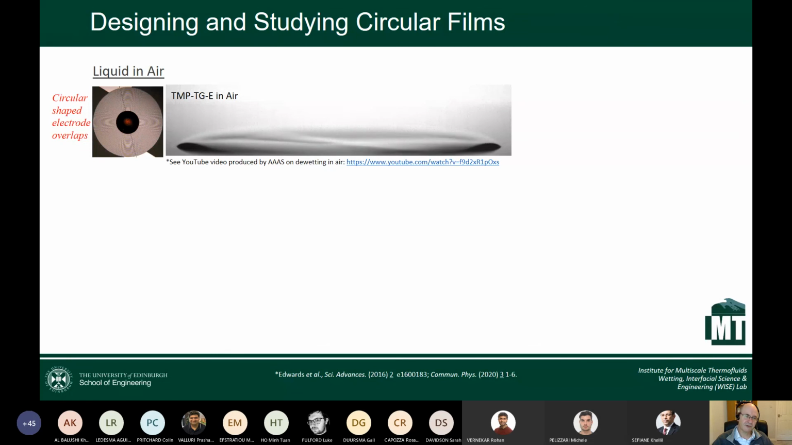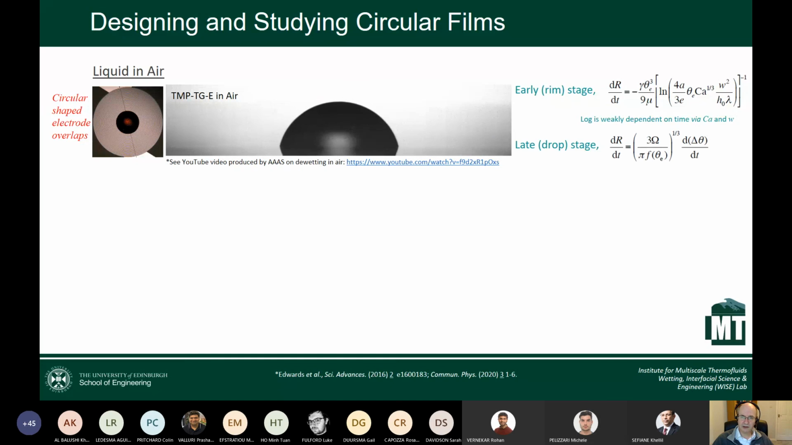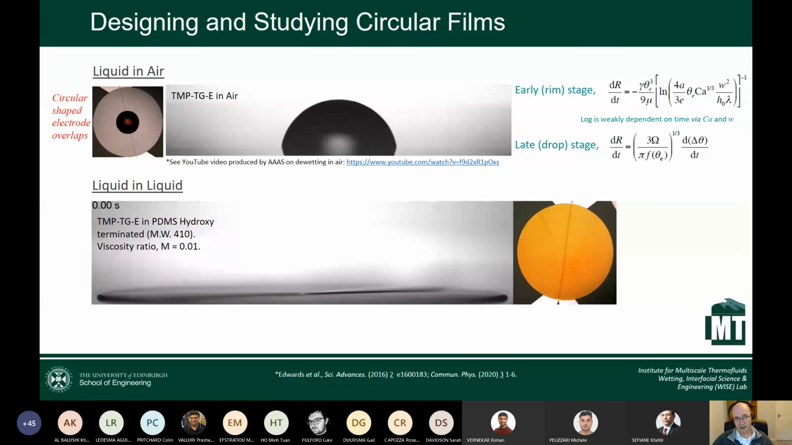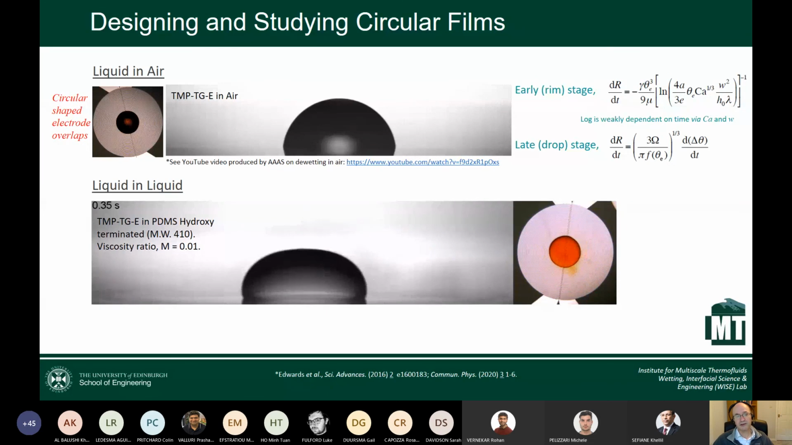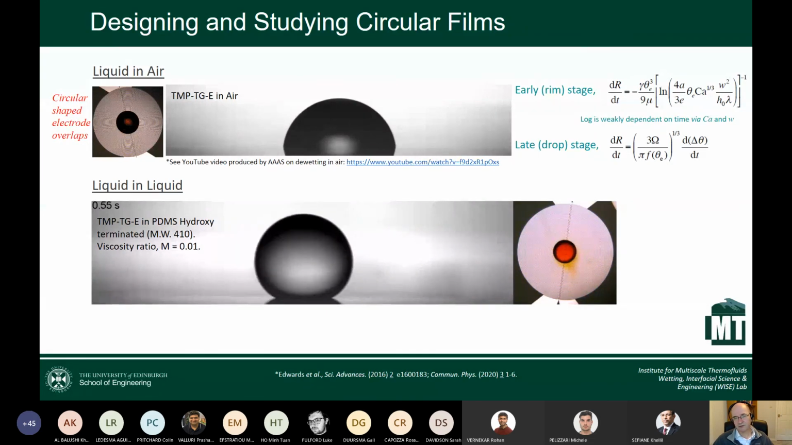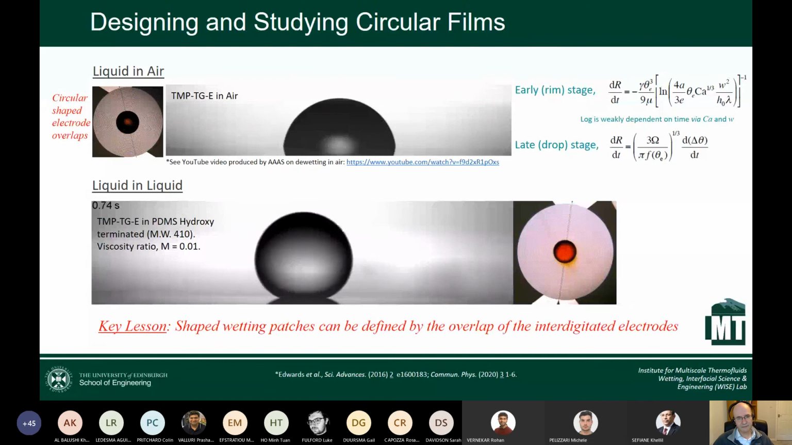Looking from the side, you see the rim form at each side. You have a dimple in the middle. You get this retraction towards the center. Eventually, the 2 rims seem to know about each other, and then a droplet forms. And you can model that, and you can study it. You can do it not just with a droplet in air, you can do that with a droplet in another liquid, and you can study what happens when you have a liquid in liquid system.